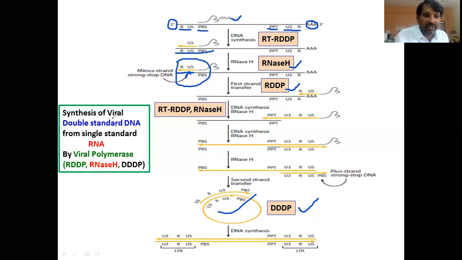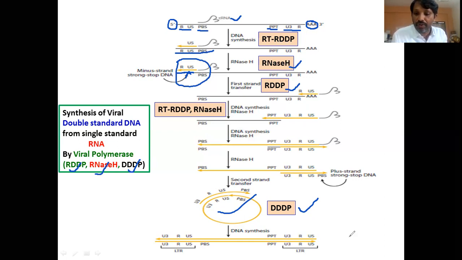So you see, synthesis of viral double-strand DNA from single-strand RNA is carried out by viral polymerase, which has RNA-dependent DNA polymerase, RNase H activity, and DNA-dependent DNA polymerase. I hope you understood these three activities, and they are very important for viral genome replication in the host to convert the RNA into double-strand DNA. That double-strand DNA goes and integrates into the host chromosome. Okay.